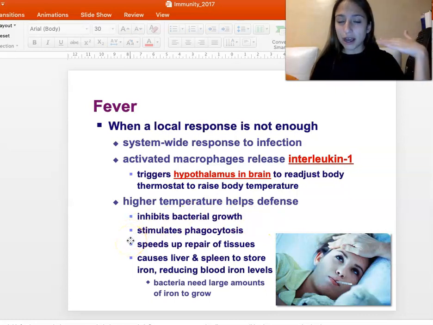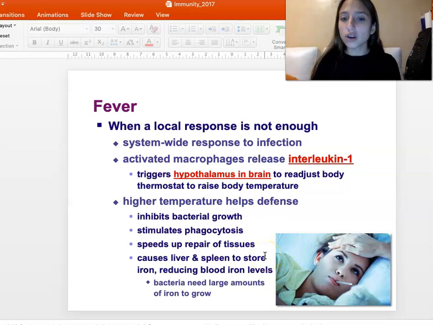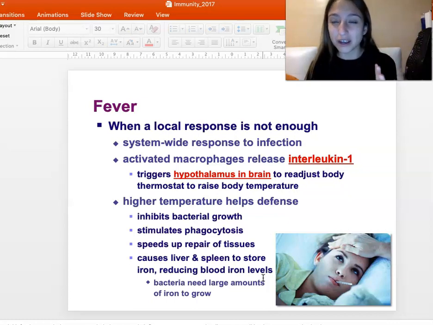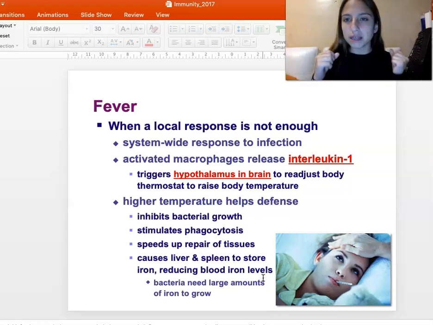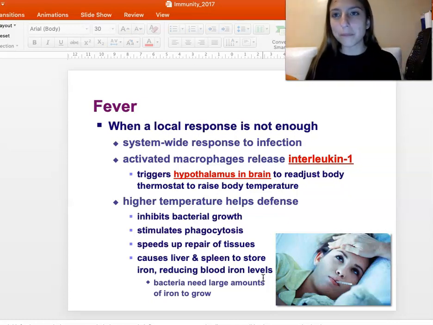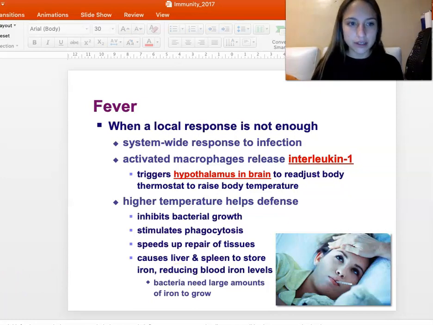Actually, a high temperature in your body helps your tissues repair much faster, and it also causes your liver and your spleen to store iron, reducing blood iron levels. How this helps you is that bacteria and a lot of pathogens actually need a lot of iron to grow. So if you can store it in places that are no longer accessible to that bacteria, then you stop the bacteria from growing and from producing further illness.